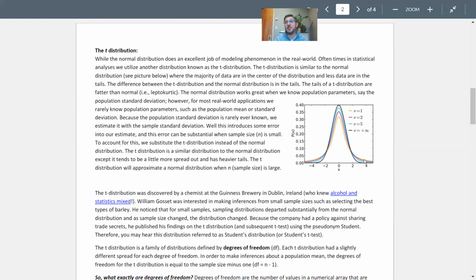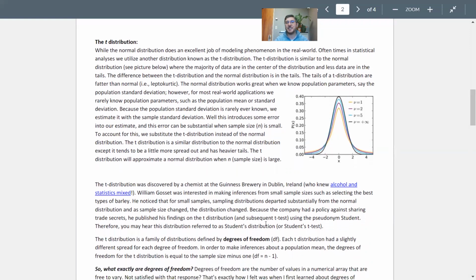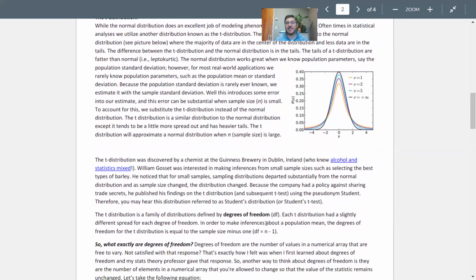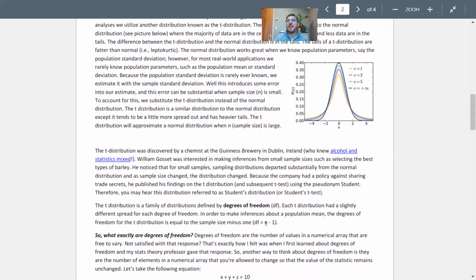Sometimes you may hear this called the Student's t-distribution. The reason is that Guinness had a policy against publishing trade secrets, so Gosset published under the pseudonym Student. So the t-distribution is a family of distributions.